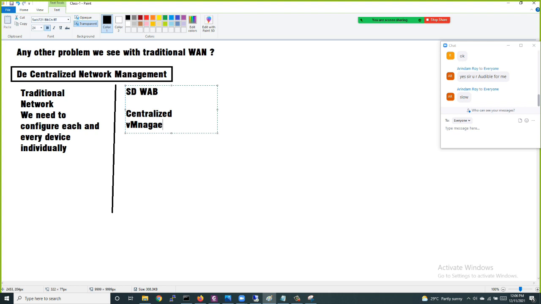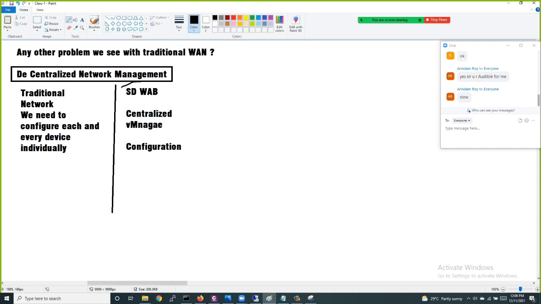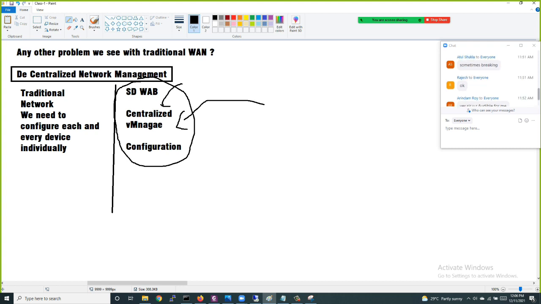Every device. So all your configuration, whitelisting, policies, templates, security, everything will be done from my vManage, right? So this is one of the main benefits of using SD-WAN, that there will be a centralized management of all the devices. There is no individual management, right? Fine. So guys, if you have any questions, you can ask now. I'm here to answer it.